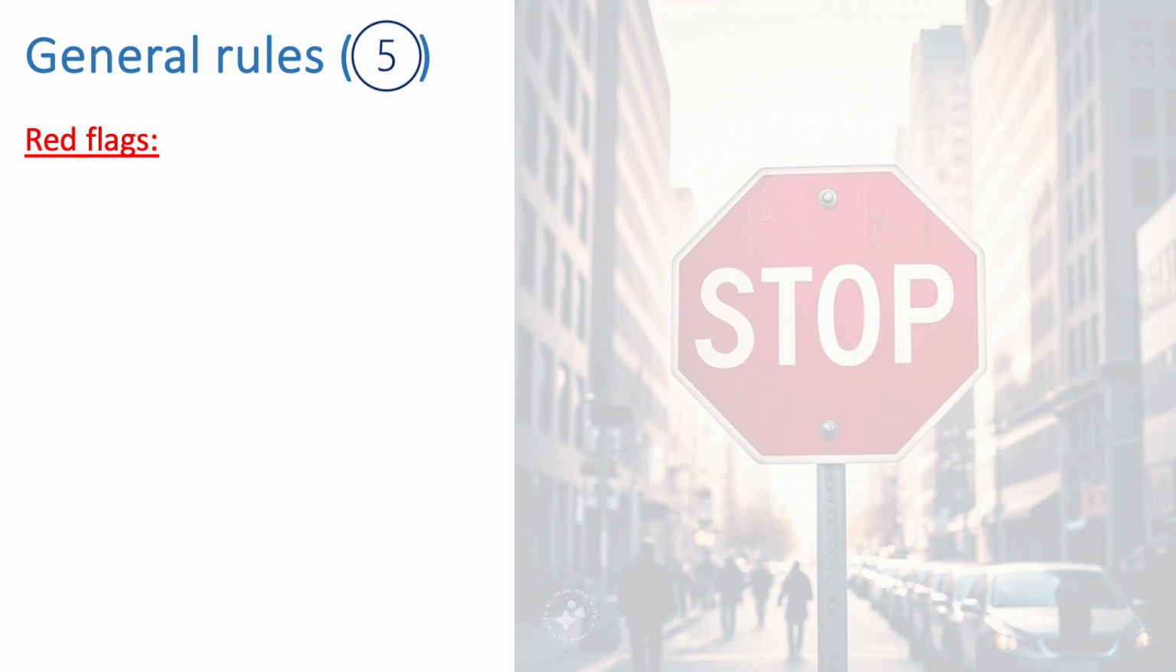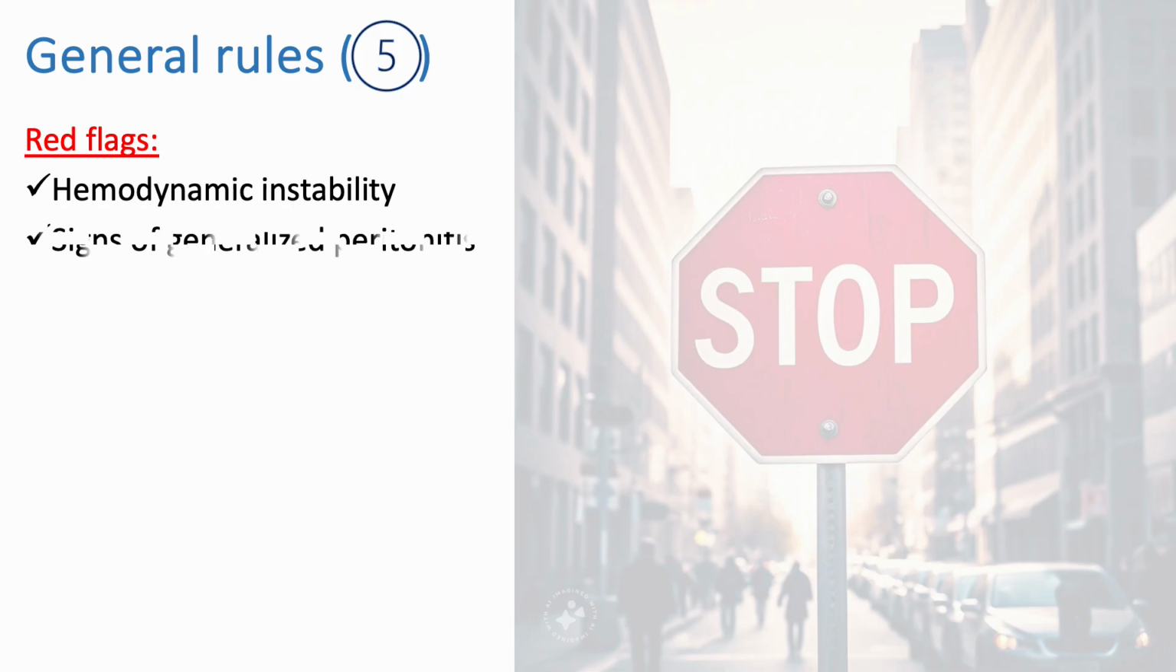The fifth rule, in line with what we just talked about: there are certain features that you need to pay a little bit more attention to if you see them in your patient, because they might indicate a more serious underlying pathology. And these are really common sense. For example, hemodynamic instability, that's quite obvious. Signs of generalized peritonitis, and we talked about some of the patient populations where signs of peritonitis might not be quite obvious on physical examination. For example, patients with morbid obesity, so you need to be more careful with that.